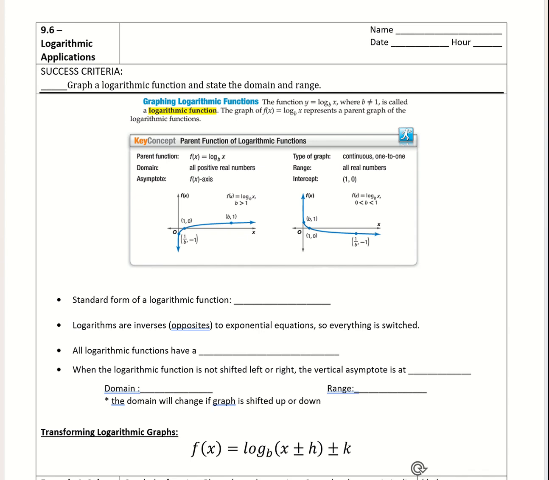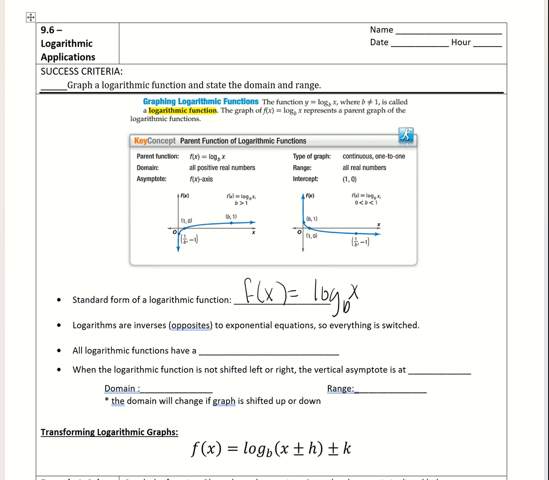The function y equals log base b of x, where b is not 1, is called a logarithmic function, and it represents the parent graph of the logarithmic function. And as you can see down here, the logarithmic function is actually kind of the opposite of an exponential function. It kind of turns the graph on its side. So standard form of a logarithmic function looks like this: f of x equals log base b of x. Logarithms are inverse or opposites to exponential equations, so everything is switched.